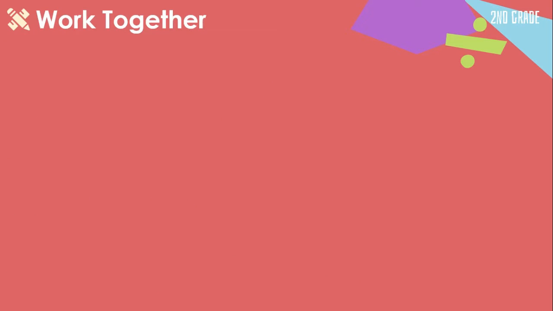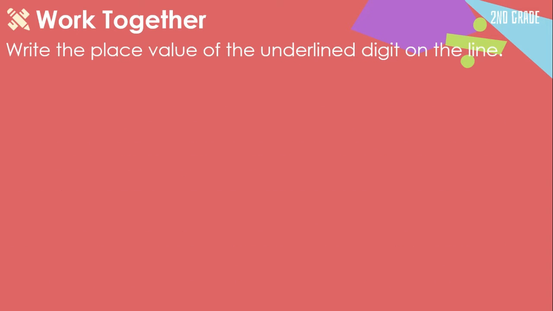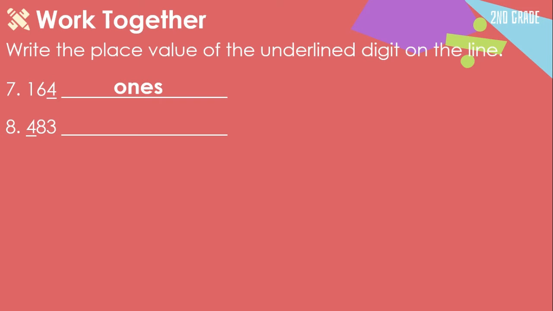Okay, now let's work together on page 12 of your book. Write the place value of the underlined digit on the line. For number 7, 164. The underlined digit is 4. So what is the place value of 4? Very good. It's ones. For number 8, 483. The underlined digit is 4. What is the place value of 4? Very good. It's hundreds.